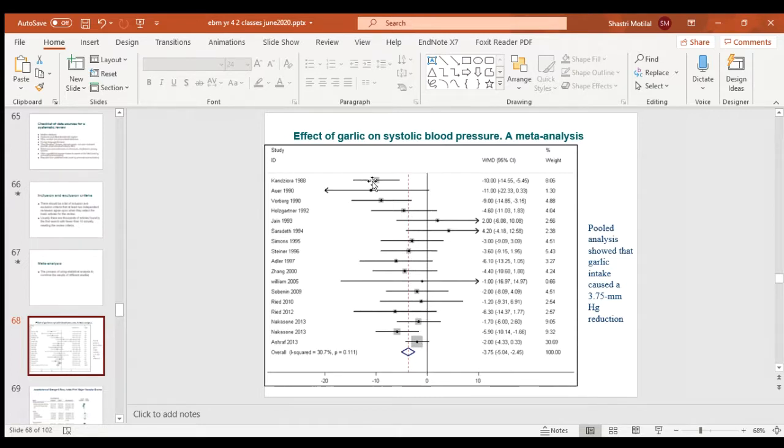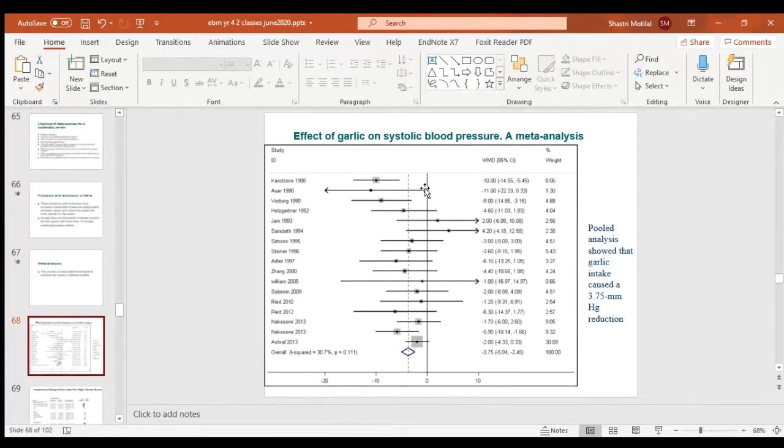So this first study, the confidence interval minus 14 to minus 5, it does not include 0. This study showed that, yes, garlic reduced blood pressure, and it did it significantly so. But this second study, you see the line touching this vertical line at 0. So that means the confidence interval includes the value 0, and you could confirm minus 22 to 0.33. This study found no difference.